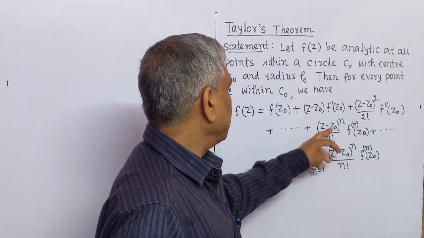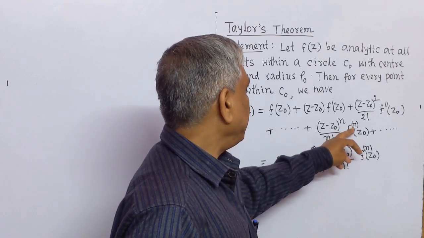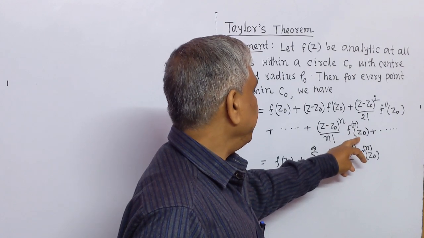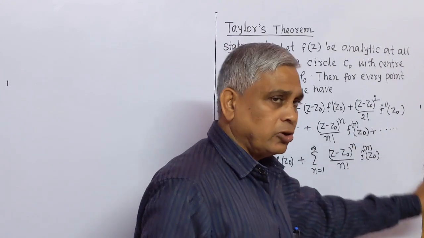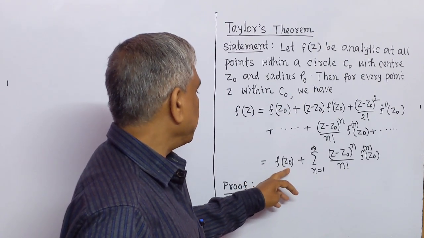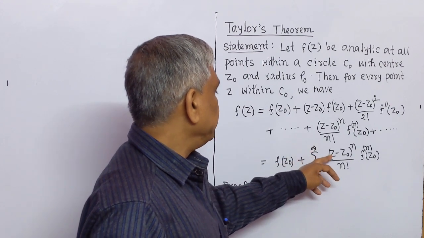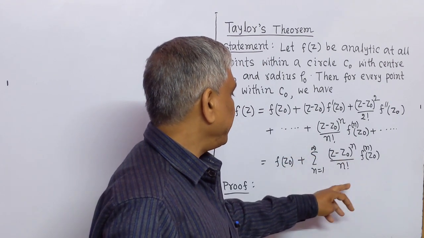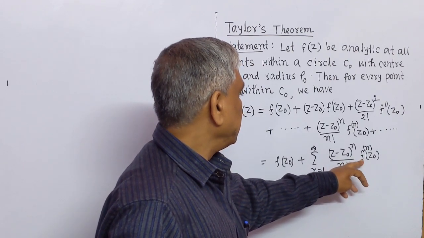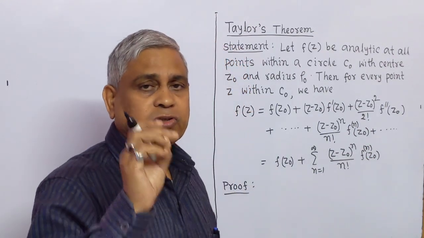plus z minus z0 whole to the power n by factorial n, nth order derivative of function of z at the point z equal to z0, plus and so on. In short, this is equal to function of z0 plus sigma n equal to 1 to infinity z minus z0 whole to the power n by factorial n, nth order derivative of function of z at the point z equal to z0.